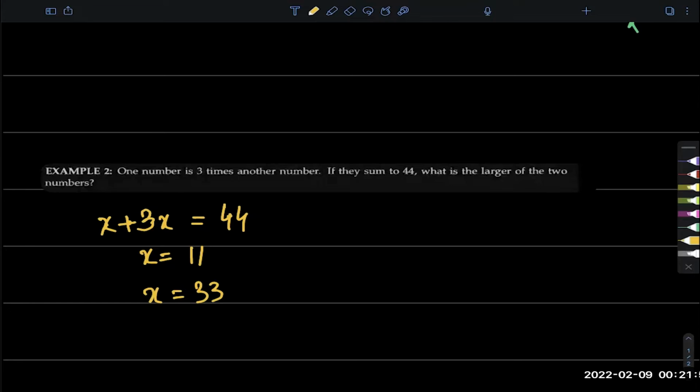But sir, x plus 3x is equal to 44, then wouldn't it be... Oh, okay, sir, I understood. So that's 4x equal to 44 and then x equal to 11.